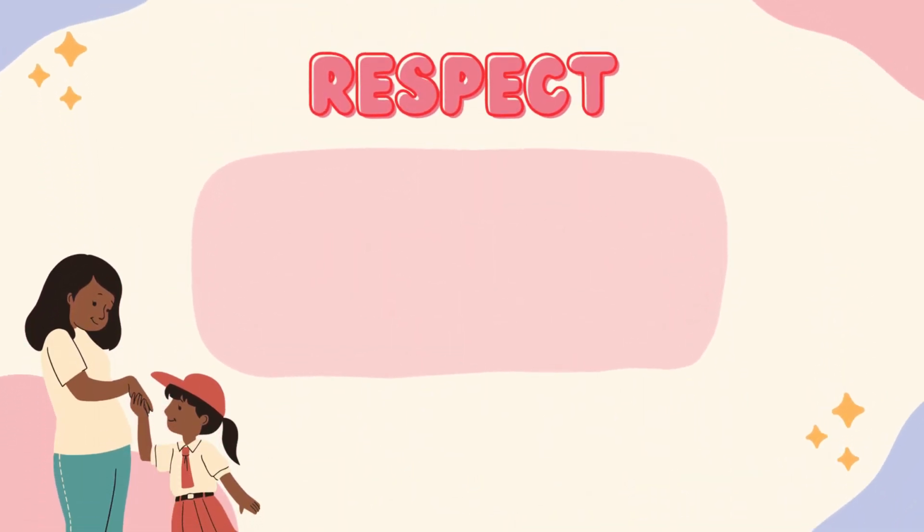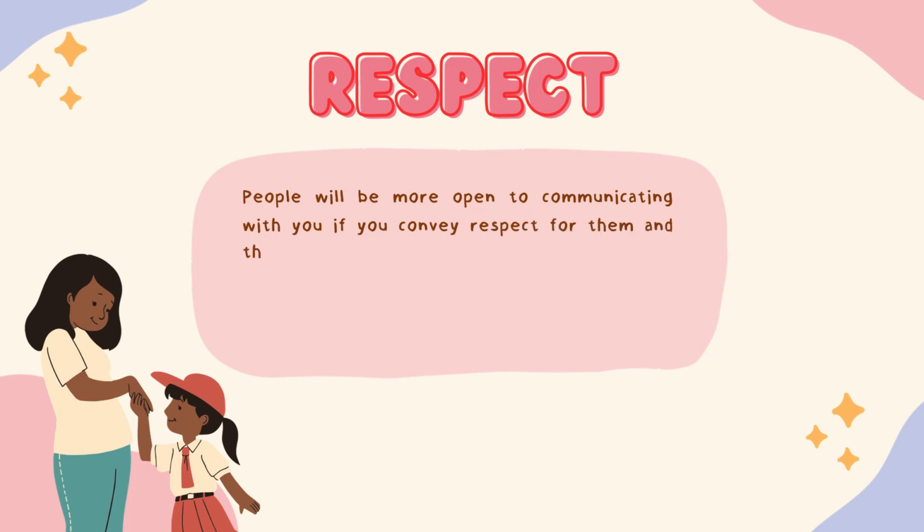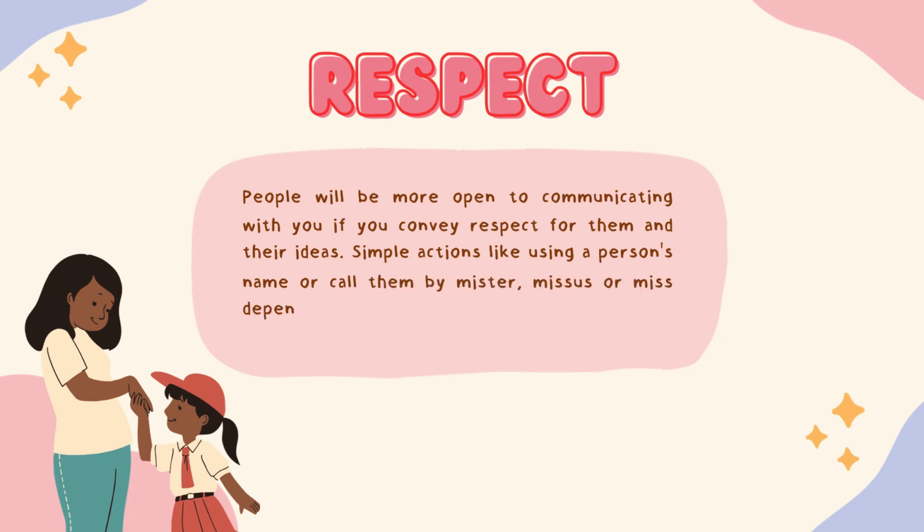The third important communication skill is respect. People will be more open to communicating with you if you convey respect for them and their ideas. Simple actions like using a person's name or calling them Mr., Mrs., or Miss, depending on the person's marital status, will show that you respect them.